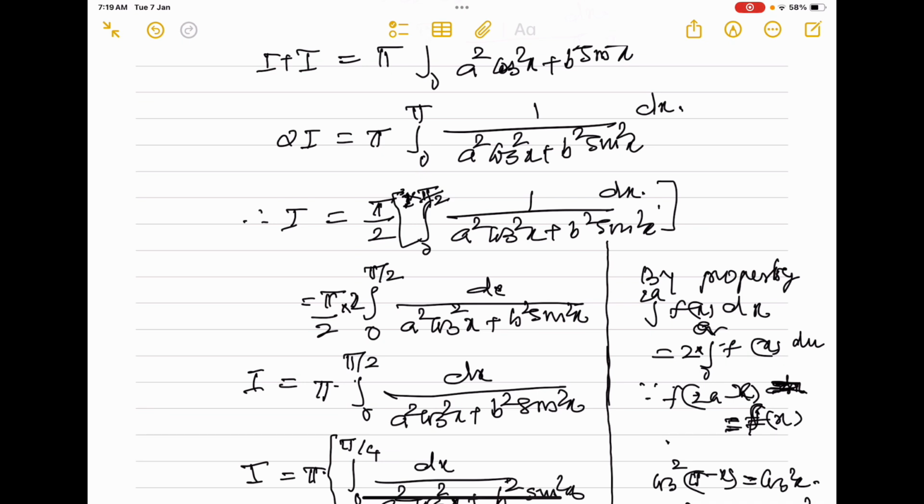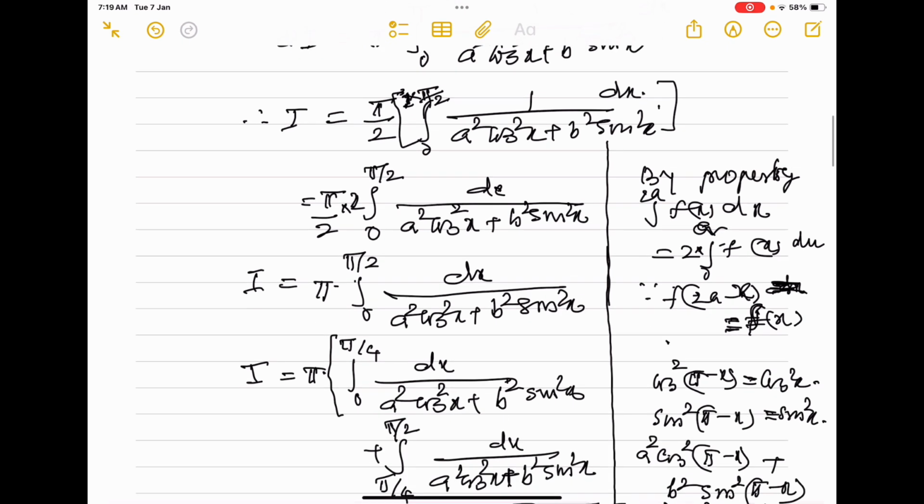So here 2a is pi, that is 2 into pi by 2. So a is pi by 2. So coming to the result, 2I equals pi into 2 into integral 0 to pi by 2 dx by a square cos square x plus b square sin square x. Cancelling the 2, I equal to pi into integral 0 to pi by 2 dx by a square cos square x plus b square sin square x.